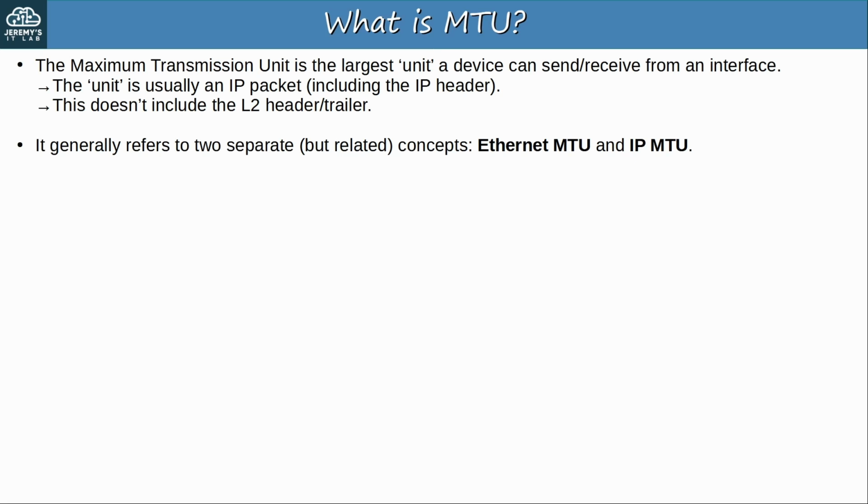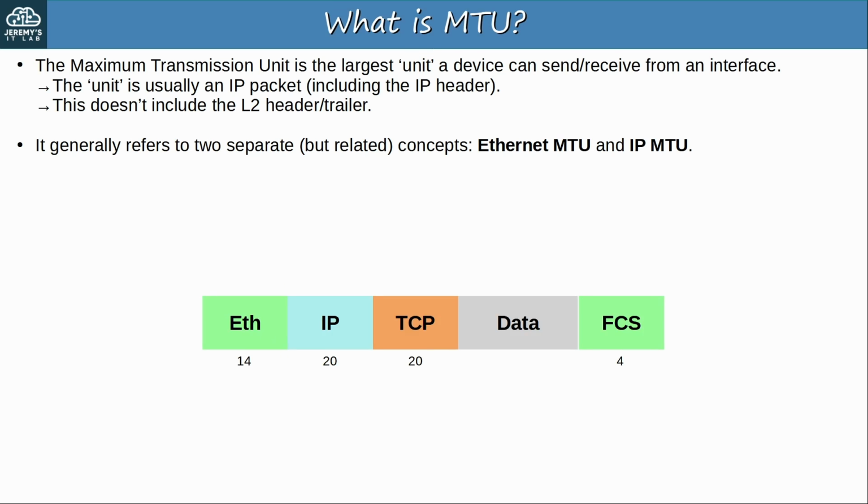Note that MTU generally refers to two separate but related concepts: Ethernet MTU and IP MTU. Let me demonstrate. Here's an Ethernet frame. Notice that under each header and trailer, I wrote the length in bytes. I'm not including the preamble and start frame delimiter in the length of the Ethernet header. If you do include them, the Ethernet header's length is 22 bytes. But as I mentioned in the CCNA course, we usually consider them separate from the Ethernet header.